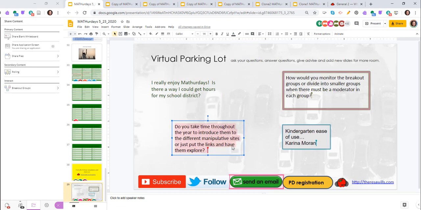Someone asked, do you take time throughout the year to introduce them to different manipulative sites, or just put the links in there and have them explore? I just have the kids straight up explore. I really am comfortable in a lot of hot mess in math. That's where I see a lot of thinking and learning. And I'm not so interested in the perfect, organized, every kid knows what manipulative to go to and how to use it. Instead, I just give them resources. And like one of our participants said today, once you see it, you can't unsee it. And so I just put a list up there and I allow them to kind of go at their own pace.